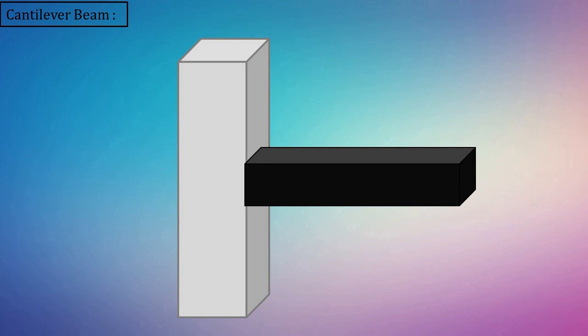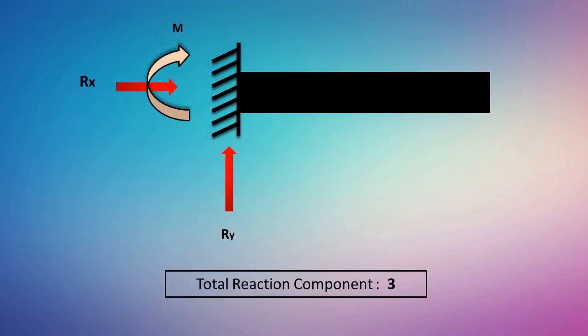Now let's see how many reactions are generated in the cantilever beam when the load acts on it. There is one fixed support and the other end is free. We know that due to the fixed support there will be 3 reactions generated, and as the other end is free to move in any direction, no reaction will be generated at the other end due to the application of the load. So basically in the cantilever beam, a total of 3 reactions are generated. So this is all about the cantilever beam.